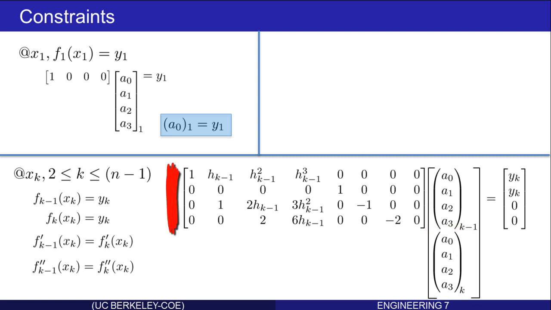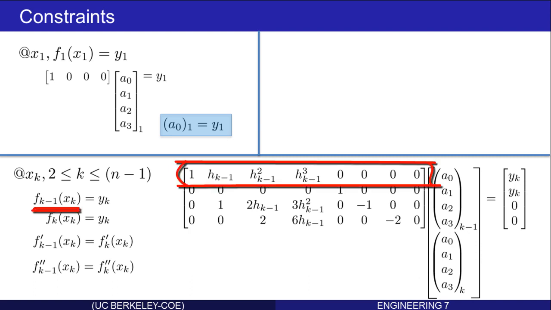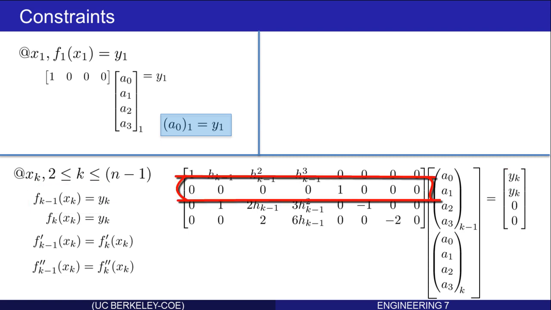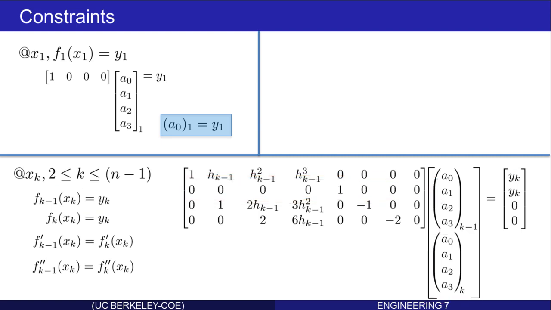Each row in this matrix vector multiplication represents one of these constraints. The first row is exactly the value of the (k-1)th polynomial at x_k. It involves the (k-1)th coefficients and nothing times the kth coefficients, and it must equal y_k. The second row is the value of the kth function at x_k, and it only involves the kth coefficients. And since it's the kth function at x_k, we know that gives the simple expression 1 times the a_0 entry.